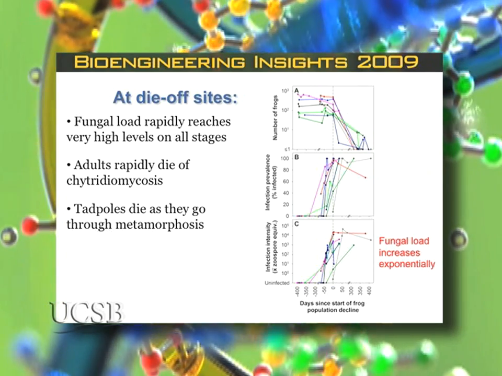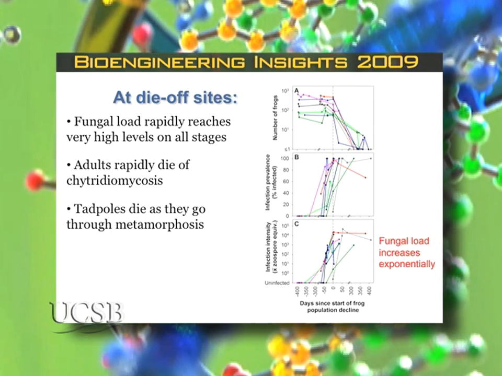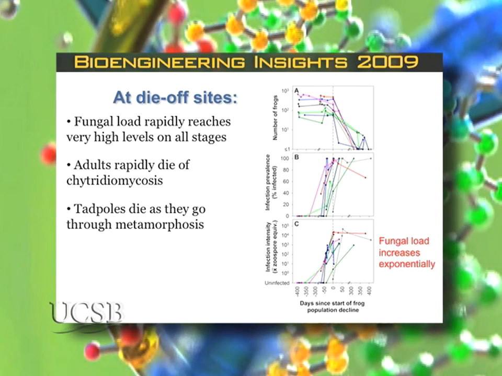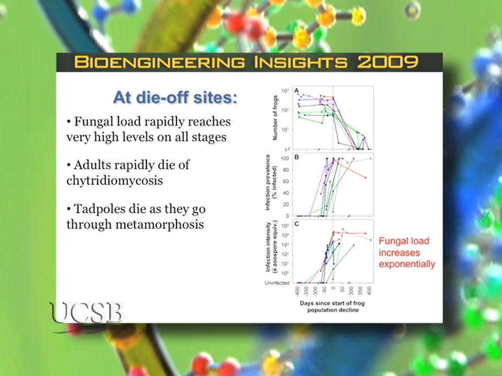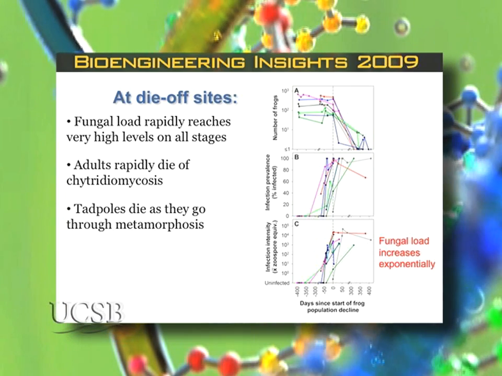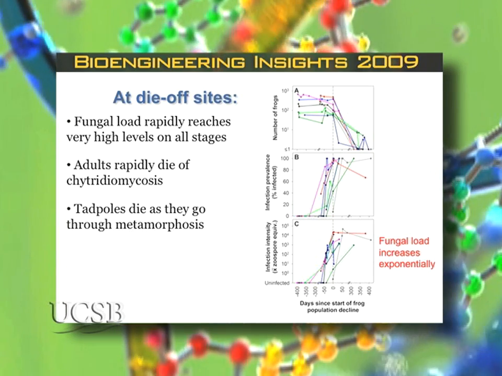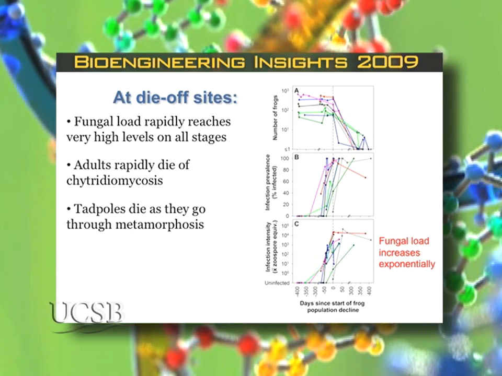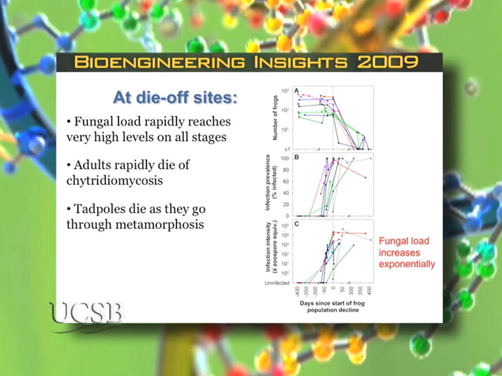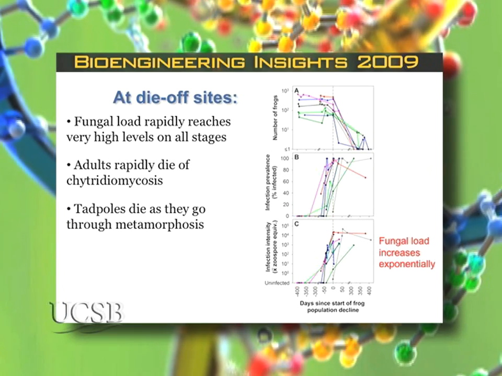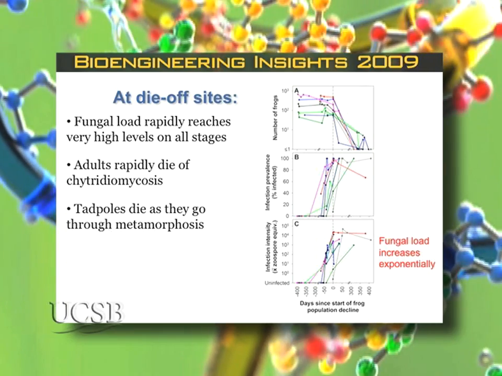Whereas at sites where the frogs are dying due to chytrid, what we're seeing is that the fungal loads are rapidly reaching incredibly high levels. These are data from 6 or 7 populations, lined up at the point where the population first started to decline. At that point, the fungal load on individuals was reaching loads in the area of 1,000, 10,000, 100,000 zoospores per individual. At these high fungal loads, the adults rapidly die of chytridiomycosis, and the tadpoles then die as each cohort of tadpoles goes through metamorphosis.